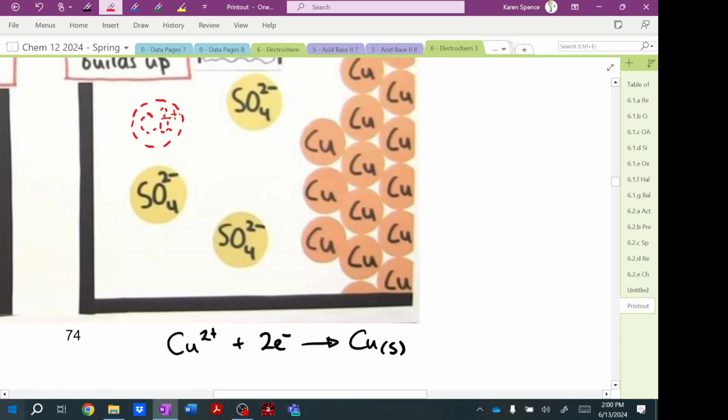Okay, that's a little ghost Cu2+. It didn't turn out very well. I'm sorry. I'll make the 2 actually a 2 plus. There we go. Okay. This one is gone. So what do we have in this beaker? We used to have some Cu2+, but we don't anymore, right? No Cu2+ anymore, or at least fewer of them.